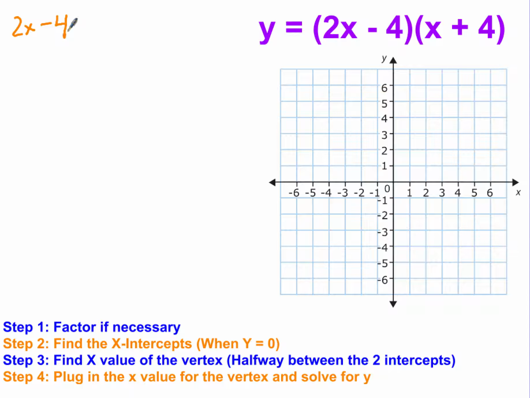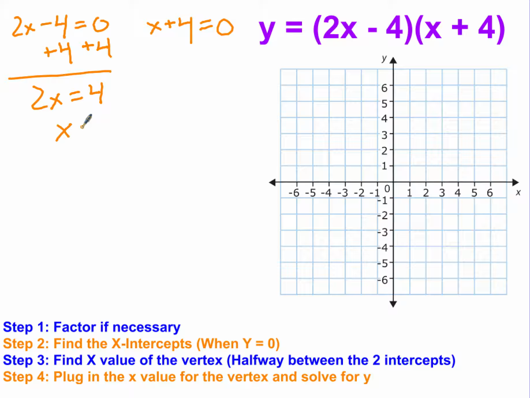So that's two separate equations. And I'll have x plus 4 equals 0. Sorry, this is slow. My pen's a little funky right now. All right, so now I would solve my equations for x. If I add 4 to both sides here, I'll get 2x equals 4. And for the sake of time, I'm going to skip the next step and just say that x equals 2. Okay, and then for this one, x equals -4.